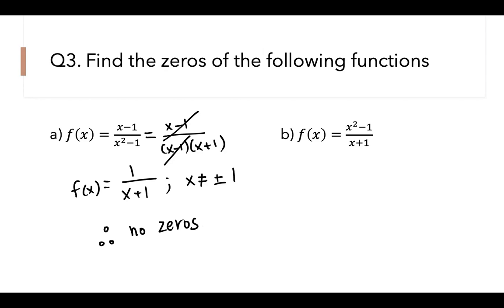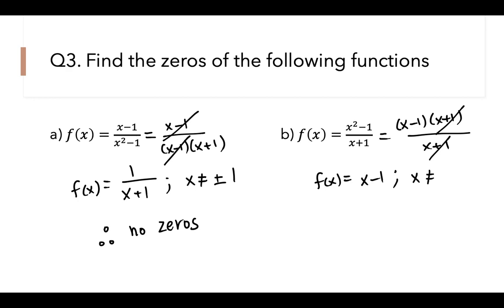Now let's try the next one. So we have (x squared minus 1) over (x plus 1). This one, I could factor the numerator, and we cancel that. So it looks like we have a hole at negative 1. My simplified equation is going to be x minus 1. We know that x cannot be equal to negative 1, which is a hole.